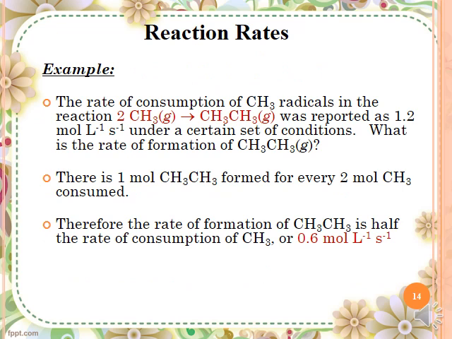Now let us look at an example involving calculation. The rate of consumption of methyl radicals in the reaction of methyl forming ethane is reported as 1.2 mole per liter per second under a certain set of conditions. So the question is, what is the rate of the formation of ethane gas here?